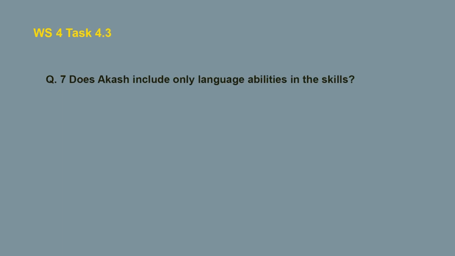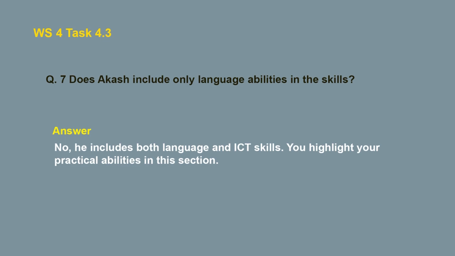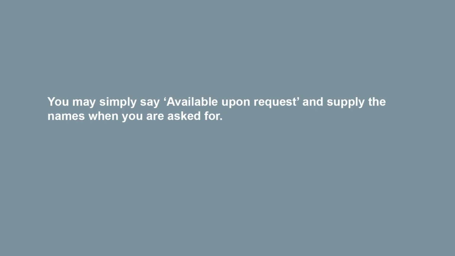Question number 7. Does ACUS include only language abilities in the skills? Answer: no. He includes both language and ICT skills. You highlight your practical abilities in this section. After skills, you include references where you mention names of people in positions who can vouch for your character and conduct. However, you may simply say available upon request and supply the names when you are asked for.